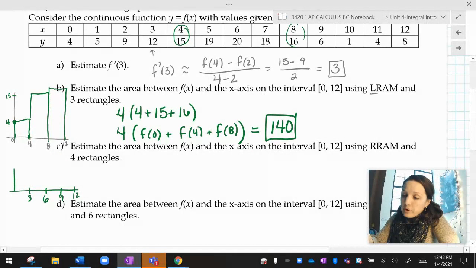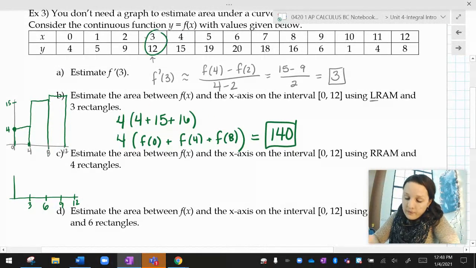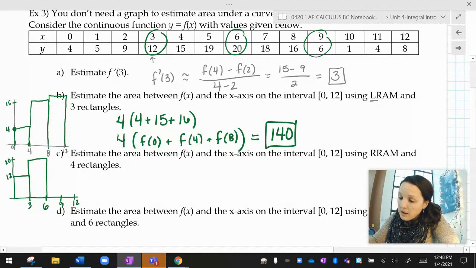Let's see. At 3, let me erase what I have. At 3, my height is 12. So for 3, I'd go up to 12. Fine. For 6, I go all the way to 20. That's bigger. For 9, I'm way back down here at 6. And at 12, I'm back up a little bit at 8.